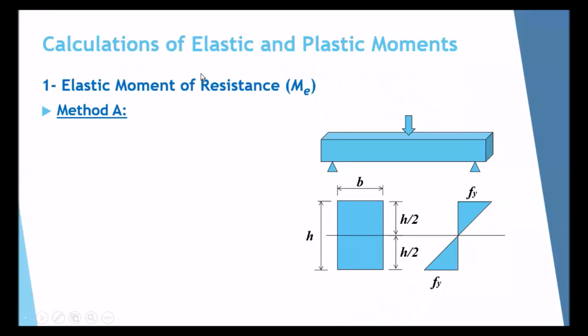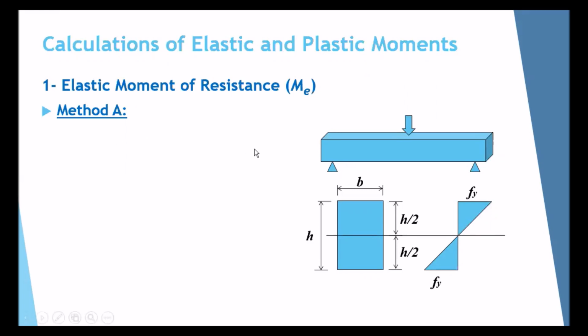First of all, how to calculate elastic and plastic moments of a cross section, because we need these two values to get the shape factor of that section. For the elastic moment of resistance, we call it M elastic, and sometimes M yield. We have two different methods that we can use to get this M elastic.